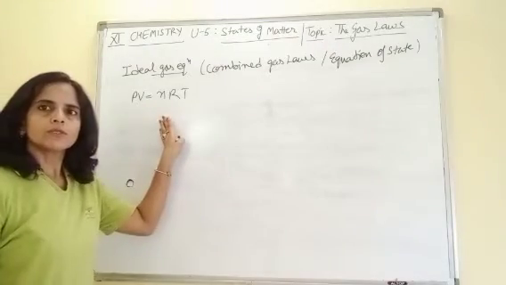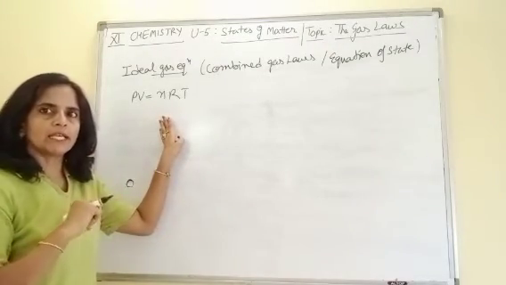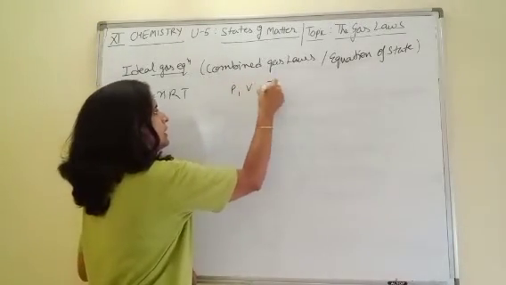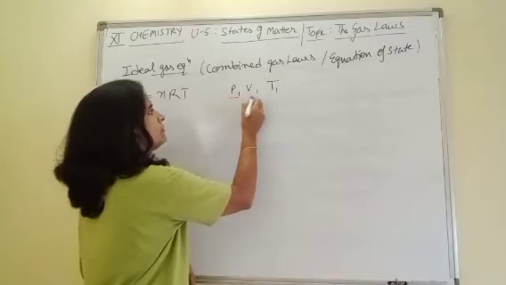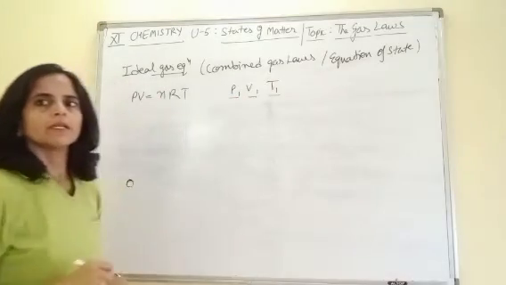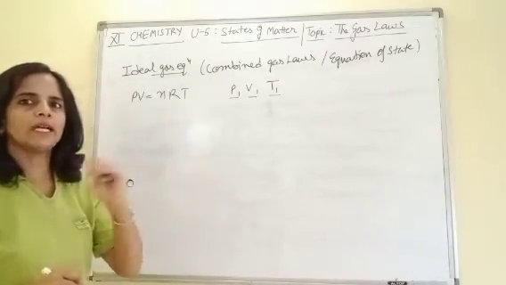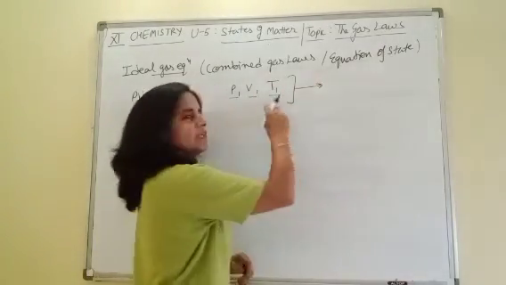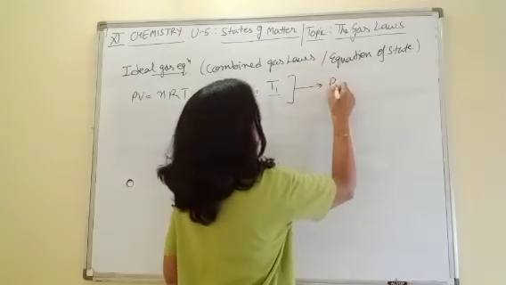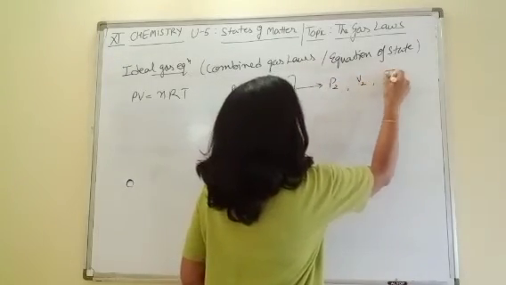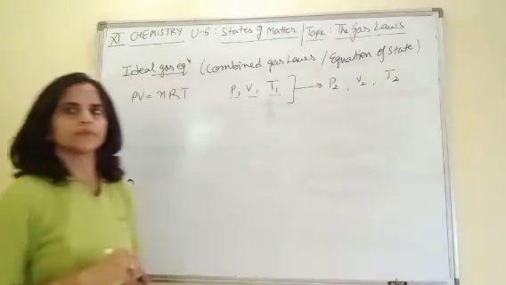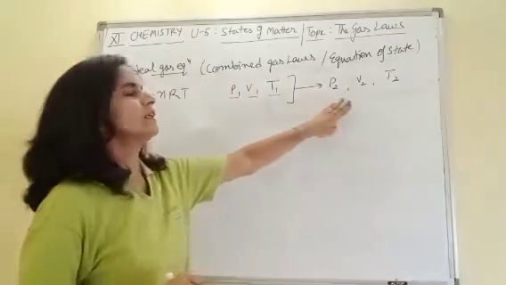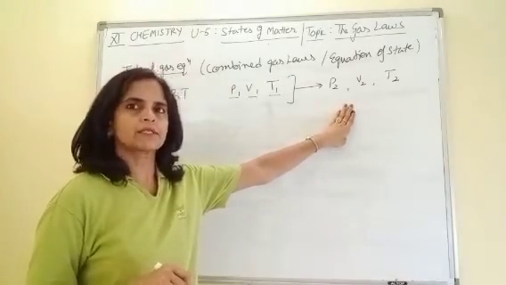Now, suppose for a given mass of gas, the initial pressure, volume and temperature are P1, V1 and T1. Now its pressure, volume and temperature are changing from P1, V1, T1 to P2, V2 and T2. These are the initial 3 parameters and these are the final 3 parameters.